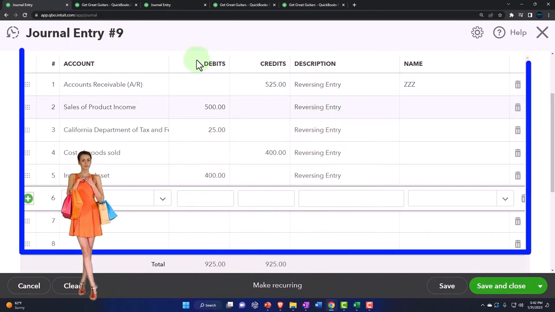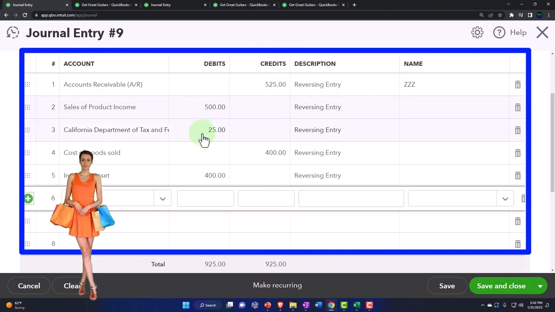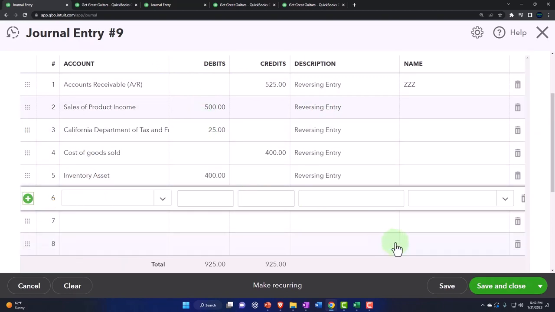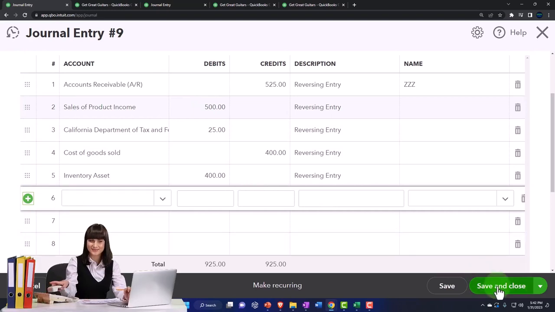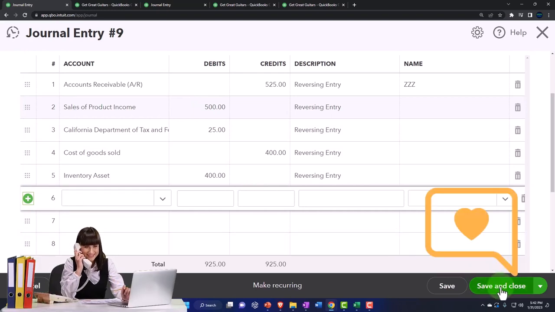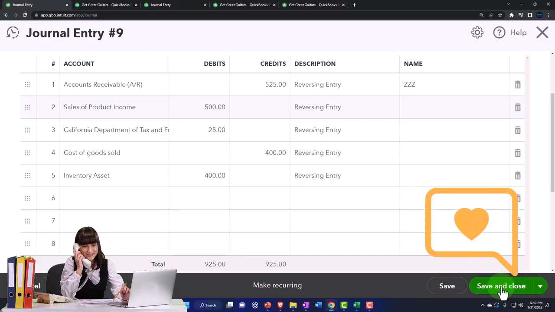All right, so does that look, everything looks good? Is everything muy bien? Not just bien, muy bien. So we're gonna say, let's save it and close it and check it out.